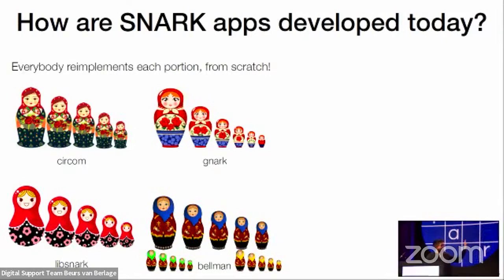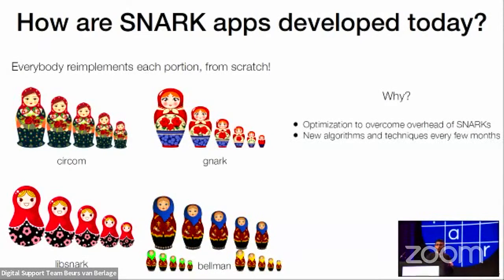Now, there's very good reasons to actually do this, right? The people implementing this are very smart, and they have actual business reasons and protocol reasons to do this, including things like optimization. It's much easier to optimize your code for your application if you control it fully, right? There's new techniques coming out every few months, so you actually want to have control over your code to implement these new algorithms and techniques.